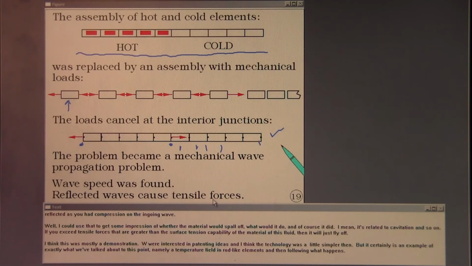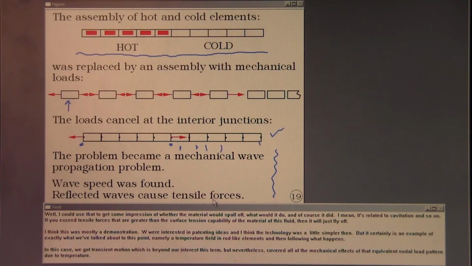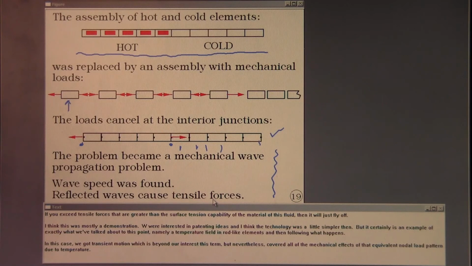I think this was mostly a demonstration. We were interested in patenting ideas, and I think the technology was a little simpler then. But it certainly is an example of exactly what we've talked about to this point, namely a temperature field in rod-like elements and then following what happens. In this case, we got transient motion, which is beyond our interest this term, but nevertheless covered all of the mechanical effects of that equivalent nodal load pattern due to temperature.